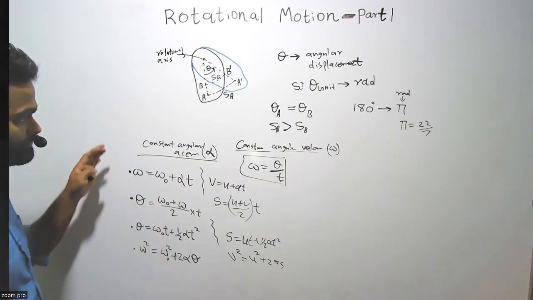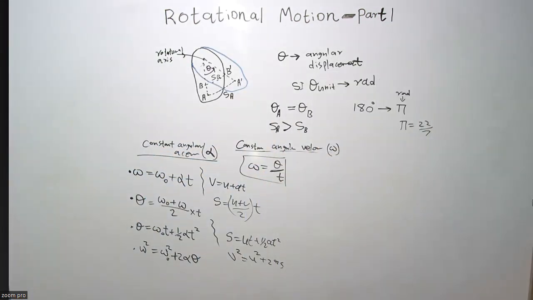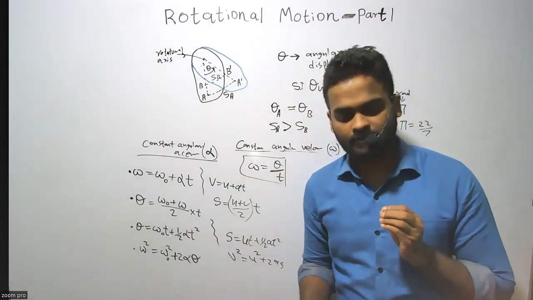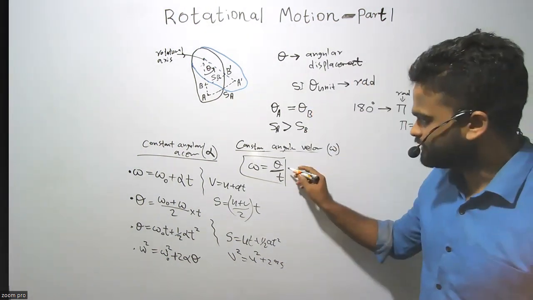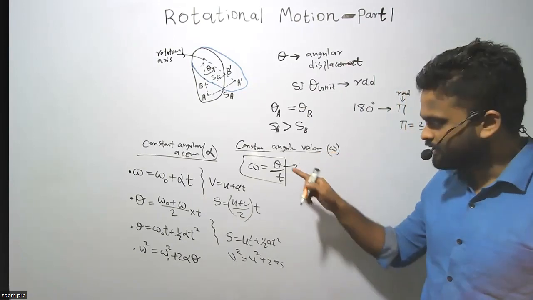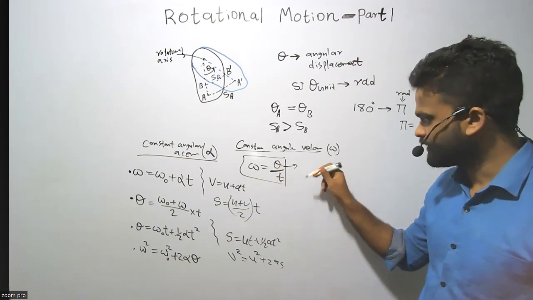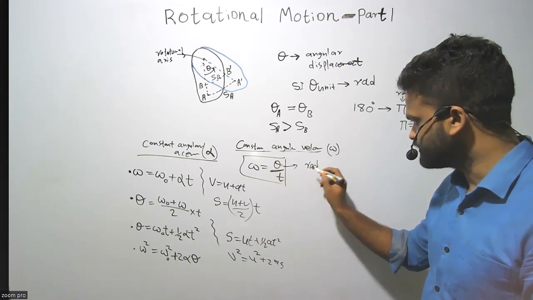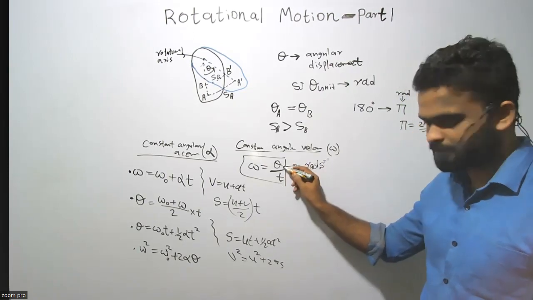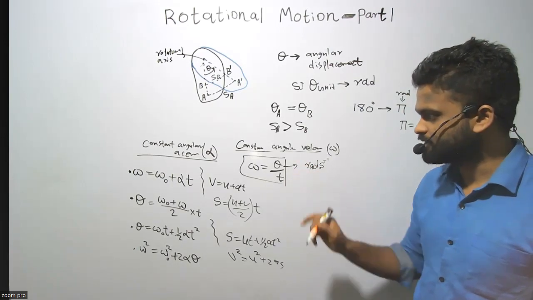Take everything down. Then I'll explain some units, right? So for angular velocity, what should be the unit? Theta is measured in radians, right? t is measured in what? Seconds. So this should be radians per second. Radian divided by time. So angular velocity is measured using that.